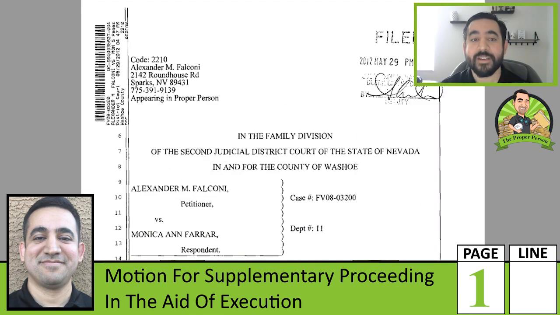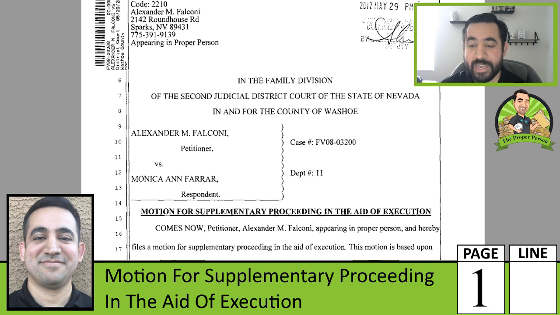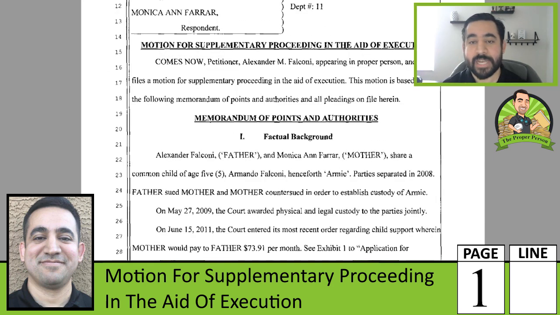Here we have the motion for supplementary proceeding in aid of execution. This is what I was referring to earlier. It's my attempt to ask the court to allow me to examine my ex as a judgment debtor. I'll talk a little bit more about this towards the end of the motion, just in case people are wondering. In fact, actually, I'm not going to do that because I have a video dedicated to the topic. If you'd like to learn more about supplementary proceedings in aid of execution, please watch my video, Execution and Asset Seizure. I go into all of the generalities and the purposes behind it in that video.